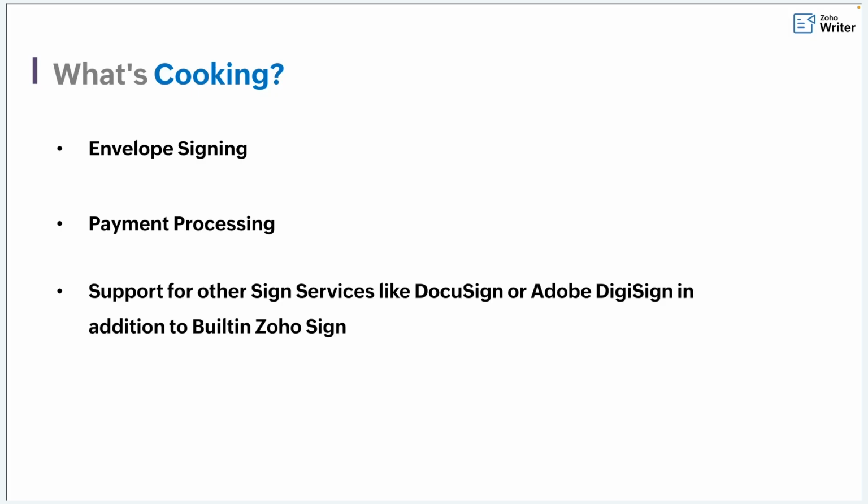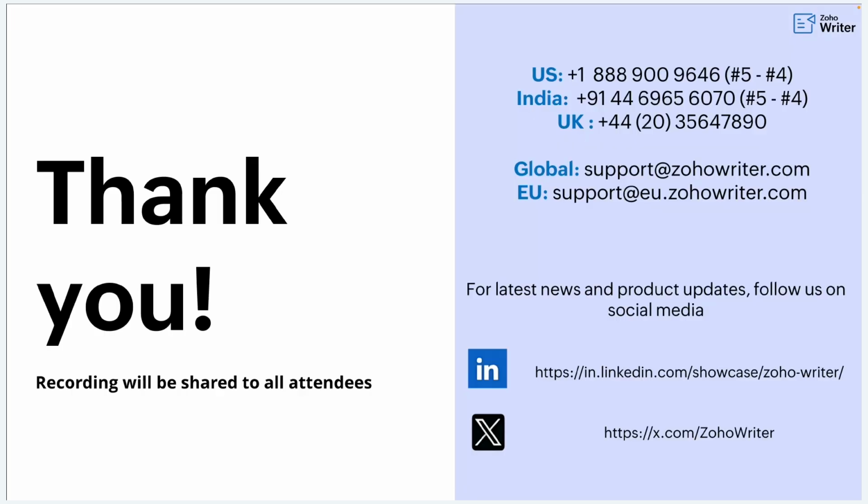And we're also adding more flexibility with integration for signature collection. Right now we only support Zoho Sign, which is an inbuilt sign service, but we are extending that to other applications like DocuSign and DigiSign as well. So these are some of the other signing platforms that are going to be integrated with Writer soon. So you can easily connect it directly to Writer, and once the document is generated, you can immediately send it out for signatures.